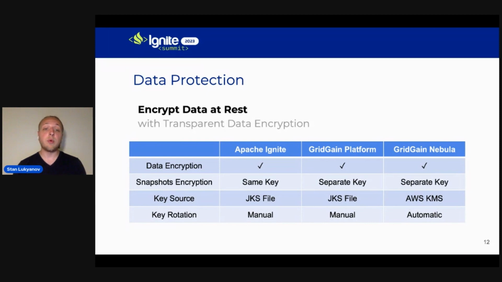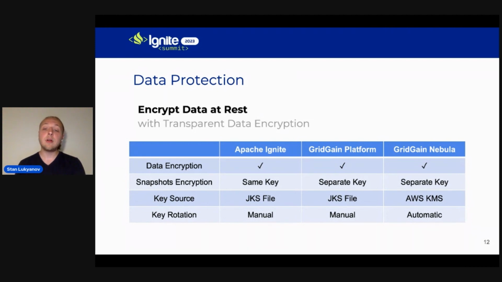By default, out of the box, Apache Ignite and GridGain platform provide integrations only with JKS files, meaning that your key encryption key, your main key, will be stored in a JKS file local to your nodes, readable by your nodes, and you will have to implement some sort of management for this JKS file for key rotations, for just orchestrating delivering this key to all of your nodes and so forth.